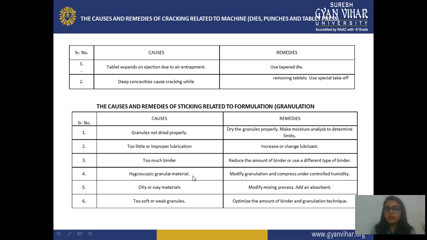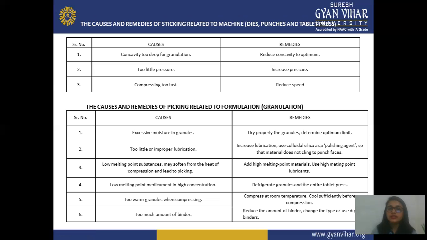Next is oily or waxy material. In this, modify the mixing process or add absorbent. And sixth is too soft or weak granules. This is mainly if you don't use proper excipient or proper binder, or maybe the granulation technique is not good. In this condition, you optimize the amount of binder and granulation technique. Next, in dye and punches, on lateral sticking problem. In this, the concavity is too deep for the granulation, so reduce the concavity to optimum.